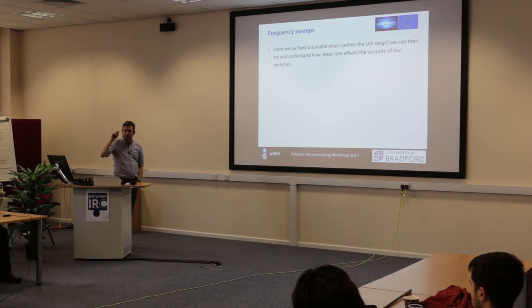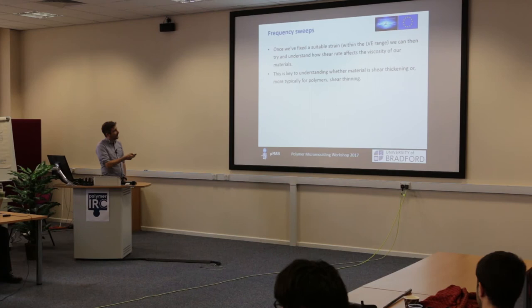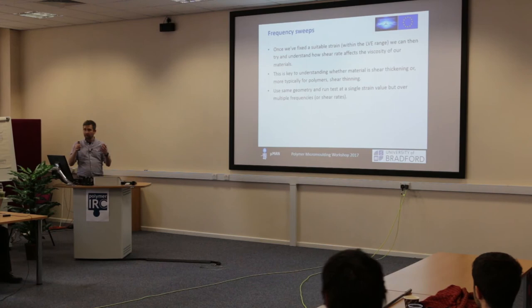So you can be upward of a million reciprocal seconds in this region. Okay, so once we've got the suitable strain, we're going to look at this different frequency behavior, see whether it's shear thinning. Most polymers do indeed shear thin. So that means they become easier to flow the faster we flow them, okay? Which is all about the alignment of the molecules and them sliding over each other, okay, in order to ease flow.